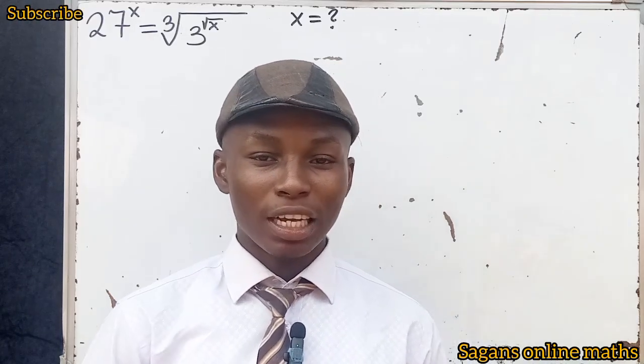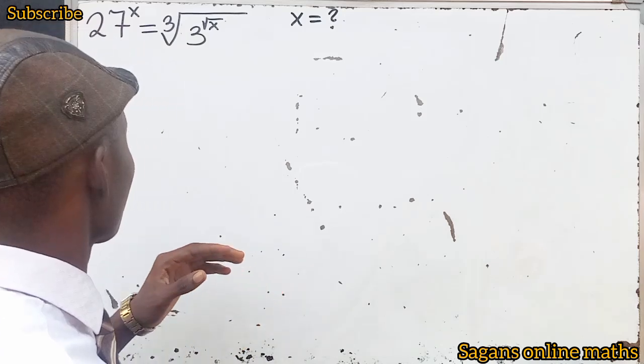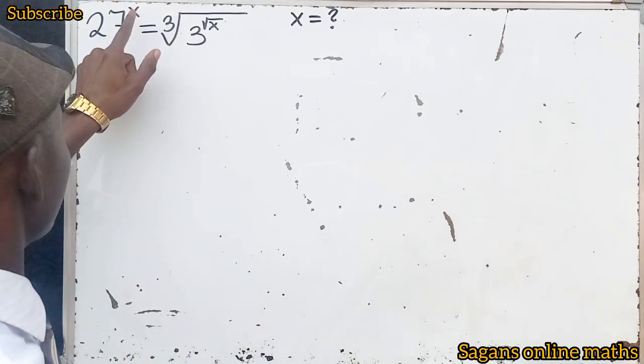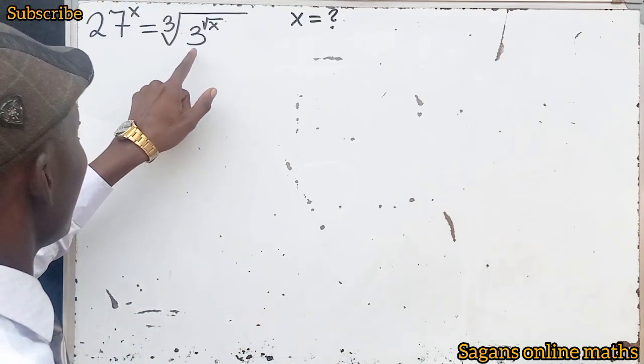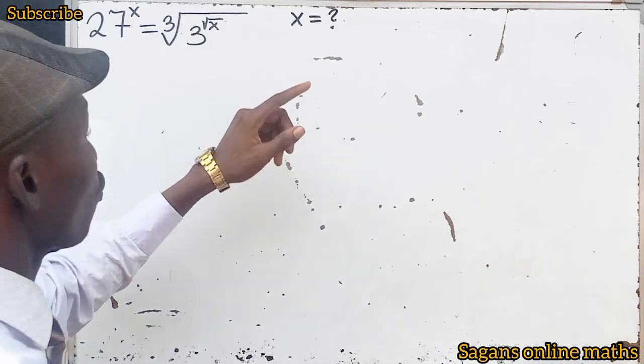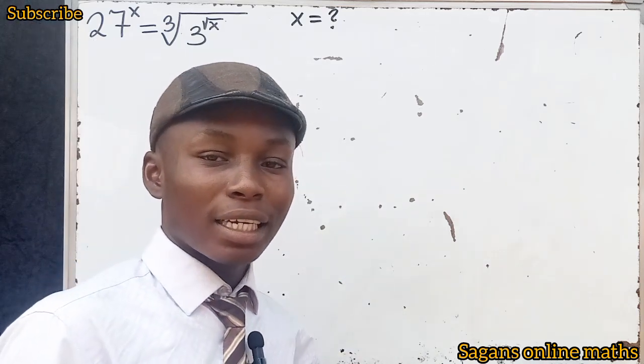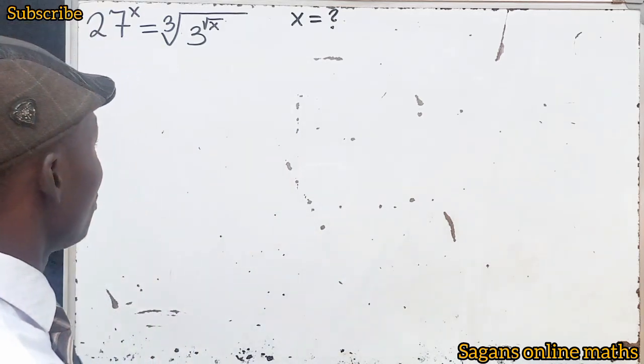Let's solve this question together. Now look at what you are given. We are given that 27 to the power of s is equal to the cube root of 3 to the power of root s. We are asked to look for the value of x. Now this question is as simple as A, B, C, D.